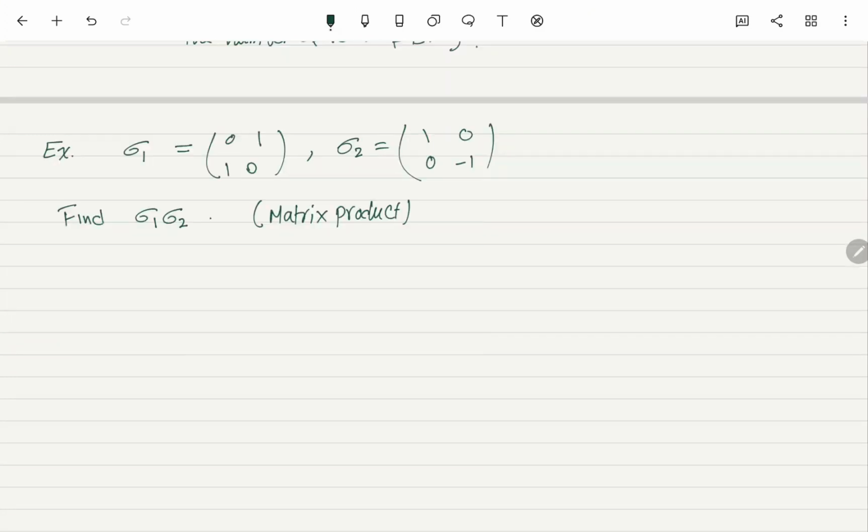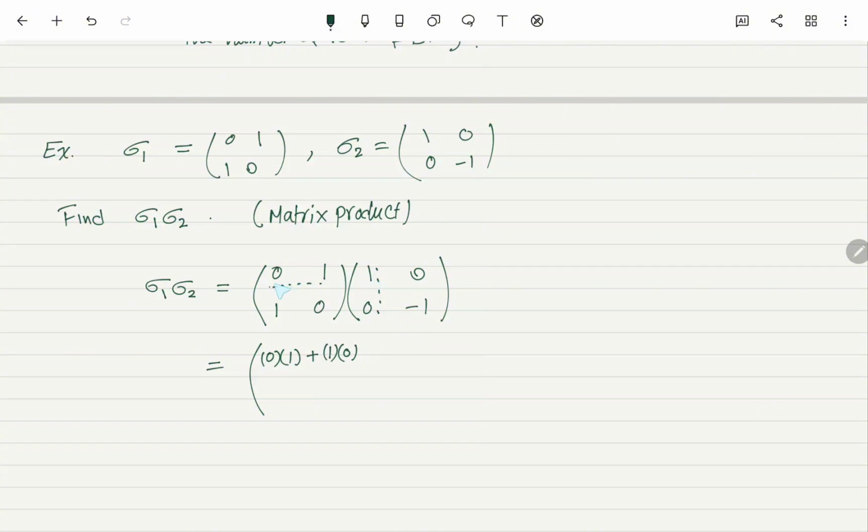To perform the matrix product, let's do this. Sigma 1, sigma 2 equals 0, 1, 1, 0 times 1, 0, 0, minus 1. We multiply the row with the column. Let's do this one here: 0 times 1 plus 1 times 0. And this is the first element of the resultant matrix.